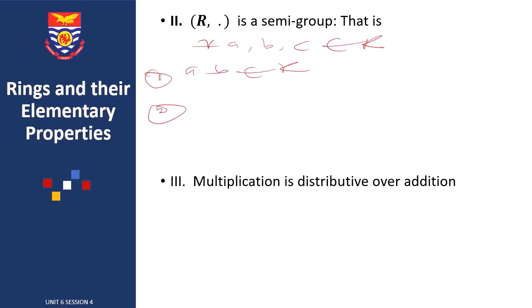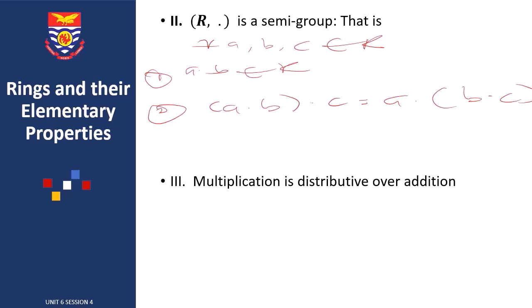And then secondly, we also have associativity. How do we define it? A dot B dot C equals A dot B dot C, grouped differently. So multiplication is also associative. When these conditions hold, then the last condition that satisfies the definition of a ring is that multiplication is distributive over addition.